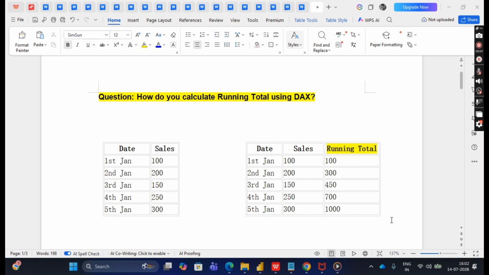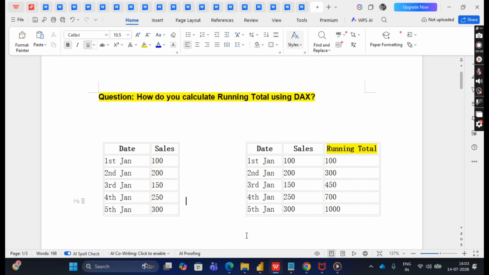So coming to the first question, how do you calculate running total using DAX? Okay, so before writing the DAX, let's first understand what the interviewer is actually asking. So a running total means a cumulative total. Okay, so instead of showing only today's sales, it keeps on adding the previous sales as we move through the dates. So in simple words, today's running total will be yesterday's running total plus today's sales.